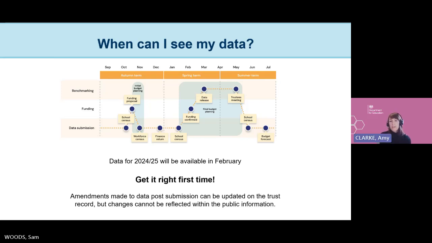If you want to know when you can see your data, for 24-25, the data will be available in February. Until then, you can see 23-24 data. It's really important to get the data within the benchmarking section correct before you submit, as we can't rectify errors once the data has been published. And errors do affect the reliability of the data, so it is in the sector's interest to record it correctly.